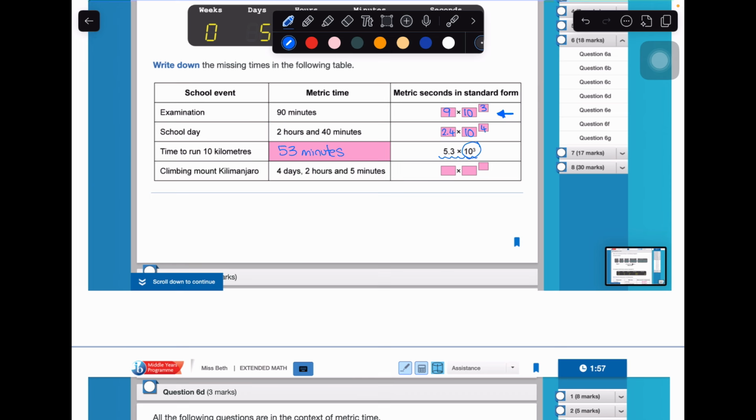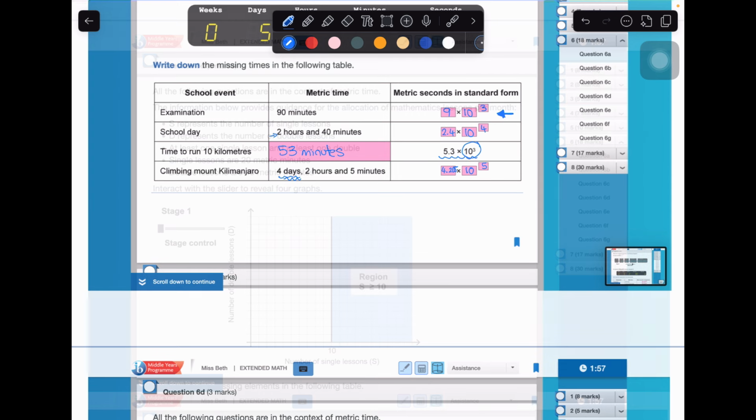Okay, and then on to the last one, 4 days, 2 hours, and 5 minutes. Well, your 4 days is just slightly bigger than what we've already done here. So instead of starting with the hours, we're going to start with the days. So 4.205, and we're going to need to multiply that by 10 to the power of 5. It's one more place because it's days rather than just hours and minutes.